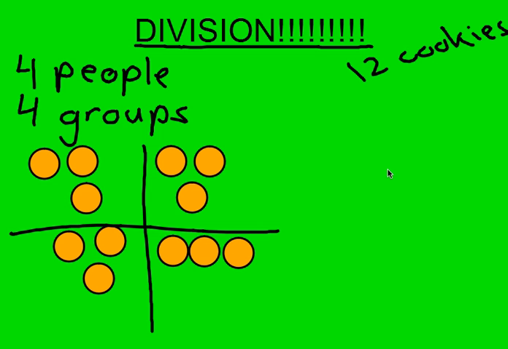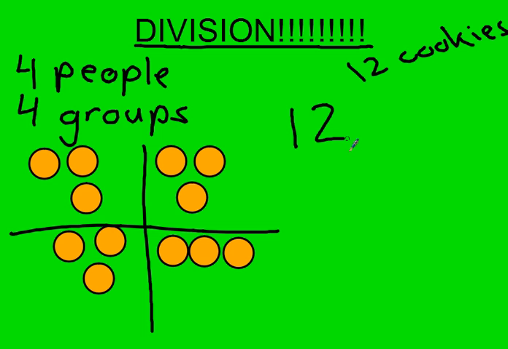Now, the first number you start with in your division sentence is the number of things you started with. So, in this case, cookies, how many cookies did we start with? How many? Cody? 12. 12. Now, division is like subtraction. The first number in your sentence is going to be the biggest number. Does that make sense? Okay.